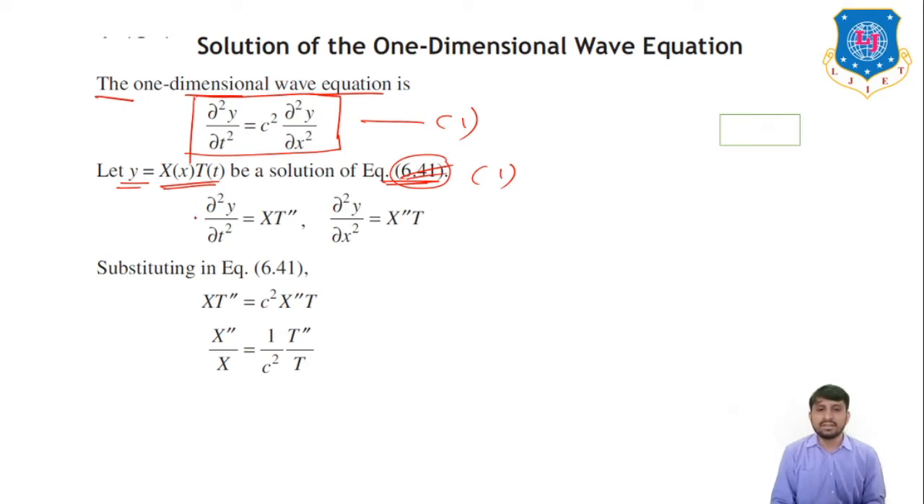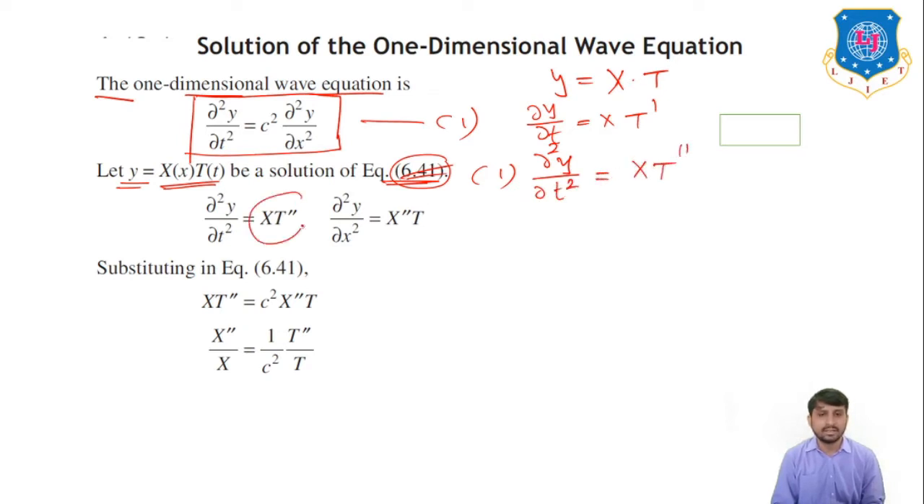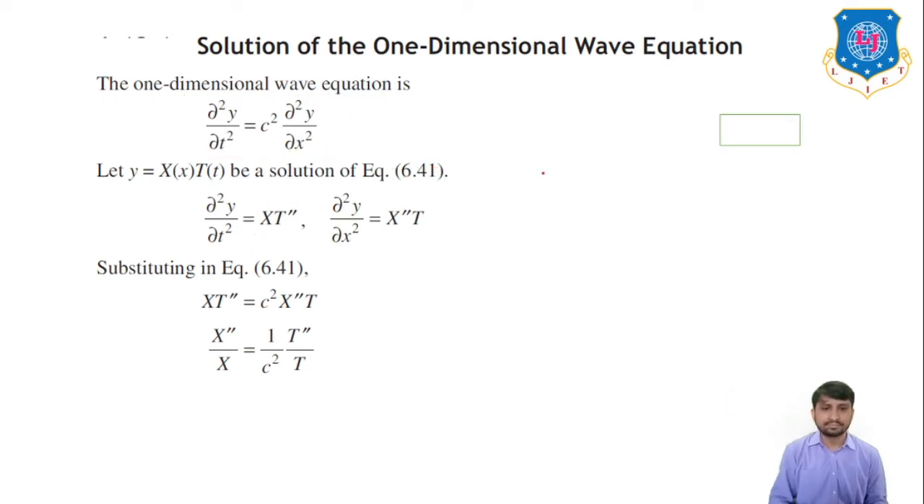Since y is equal to capital X into capital T, where capital X is a function of small x and capital T is a function of small t, if I want to find del y by del t, that is X T dash. Differentiating partially with respect to t once again, del square y by del t square is X T double dash, and similarly del square y by del x square is X double dash T. Clear?